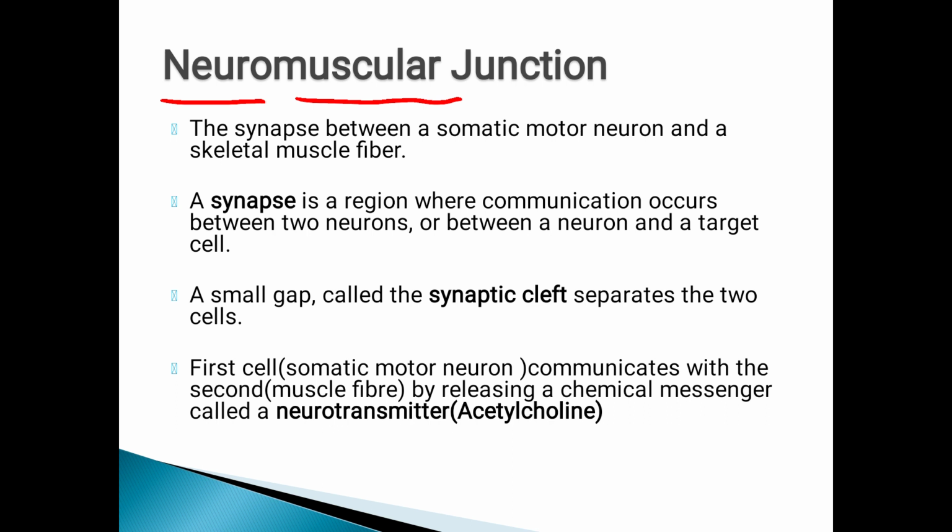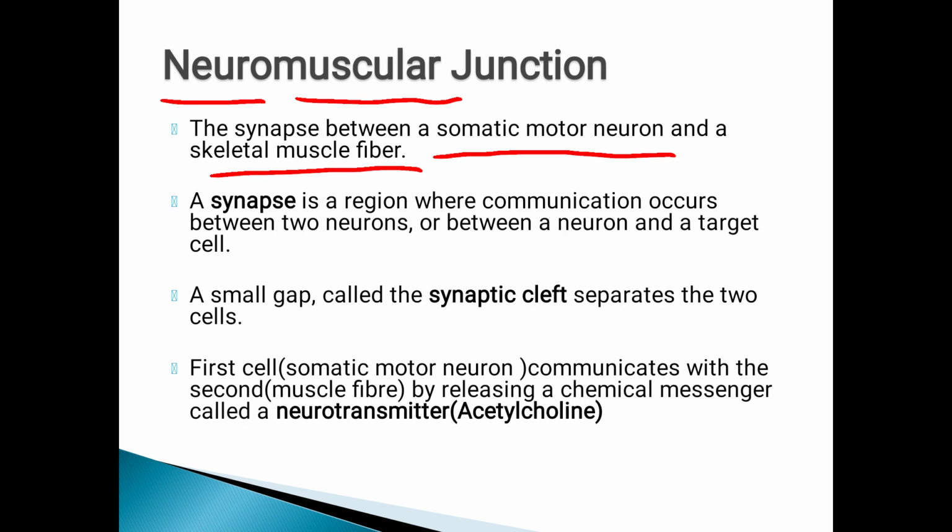So we'll start with the components of neuromuscular junction, and then we'll see how these impulses are carried from the somatic motor neuron, how these impulses are carried from brain to the muscle fiber, and how our muscle contracts. So neuromuscular junction is a synapse that is formed between somatic motor neuron and skeletal muscle fiber.